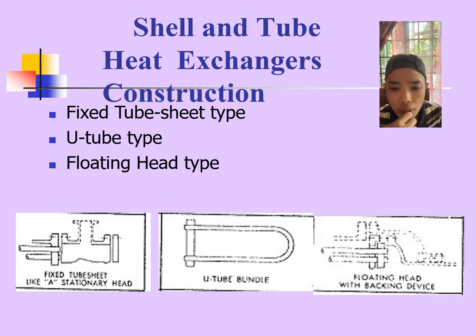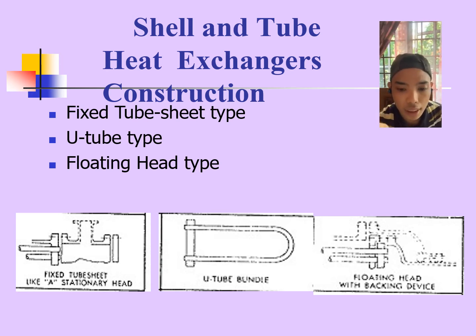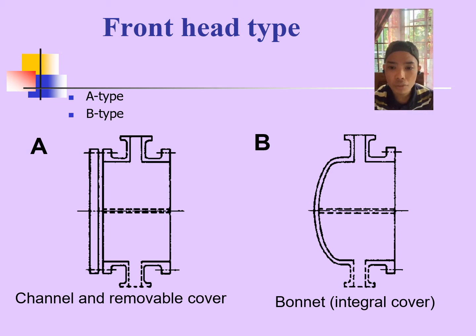Okay, there are several shell and tube heat exchanger constructions. First, it has fixed tube sheet type, U tube type, and floating head type. As you see in my slide, the first picture is the fixed tube sheet. The second one is the U tube type, and the third one is the floating head type. Okay, I want to tell about the front head type. There are two types, type A and type B. Okay, first, type A is channel and removable cover. Second is type B, a bonnet, which is an integral cover.